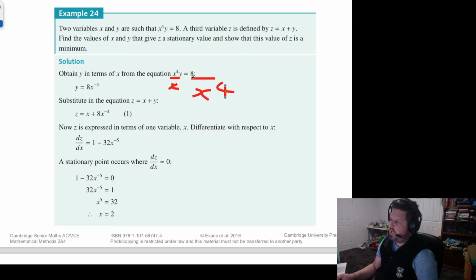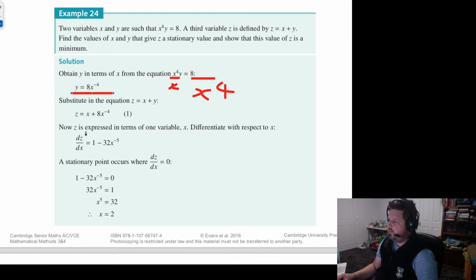Now, obviously, if you've got y equals 8 over x to the power of 4, remember that can be rewritten back up on the top line as 8x to the power of negative 4, which is what they've done here. In this particular case, we're going to substitute this into the equation z equals x plus y. So where the y is, we've just substituted in 8x to the power of negative 4.